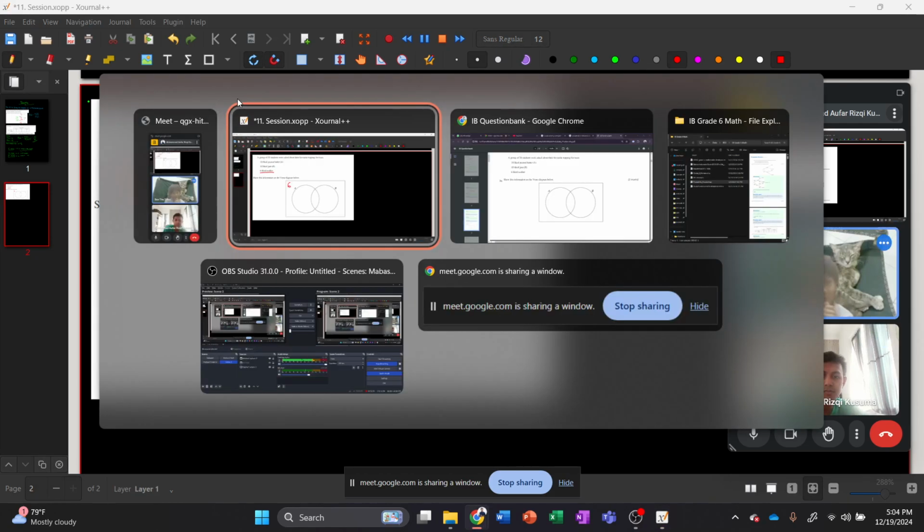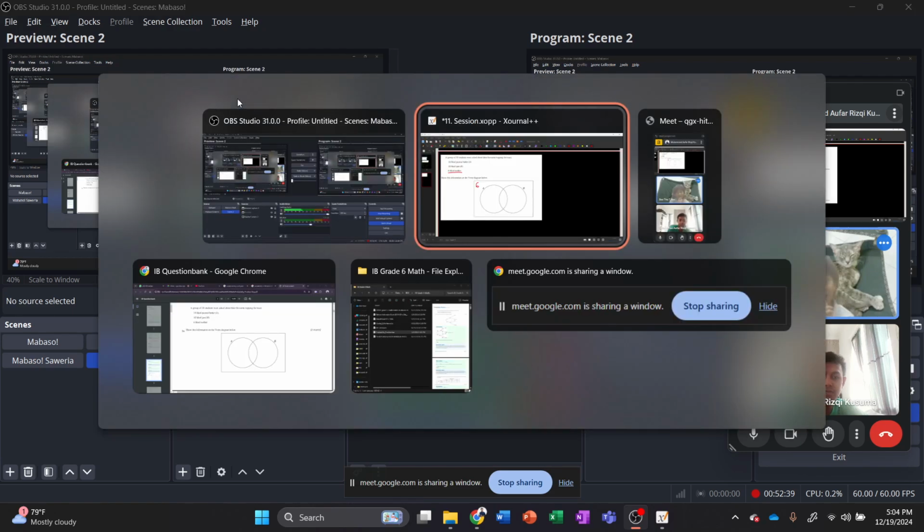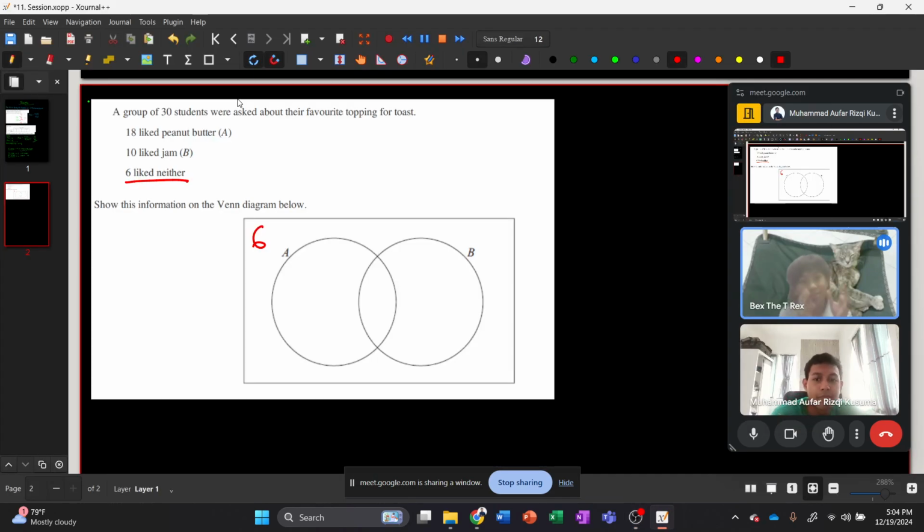Oh wait, no, this is not the net. Because 6 plus 10 plus 18 still leaves a few people, and those few people probably like peanut butter and jam. Good. That means you can do it like this, but there's also another method. Okay, so let's do 28 plus 6.